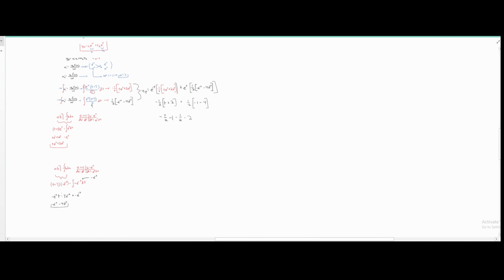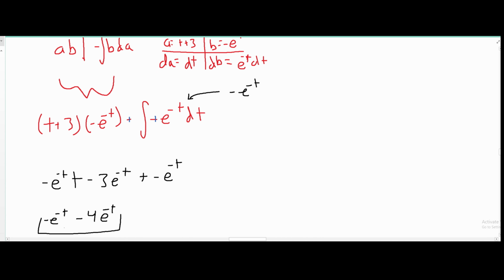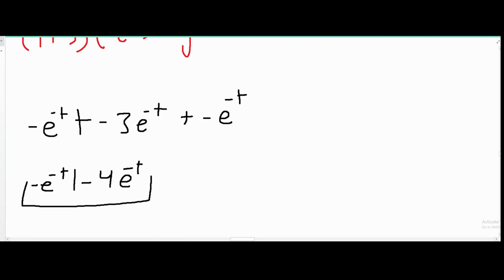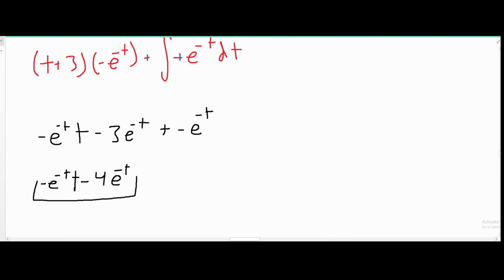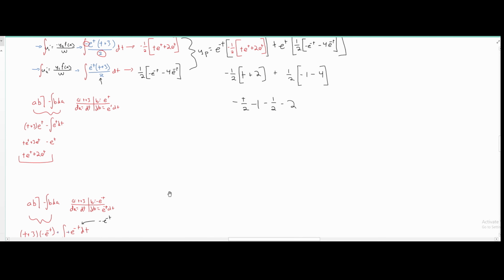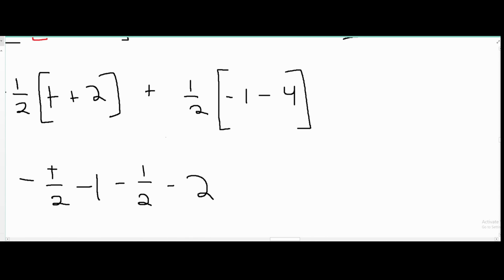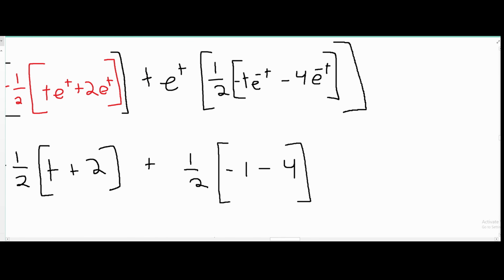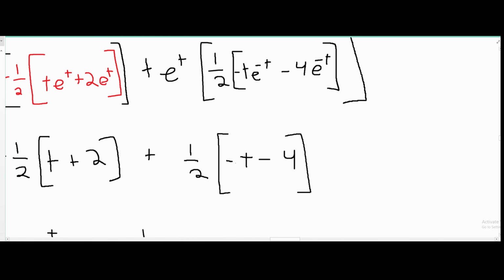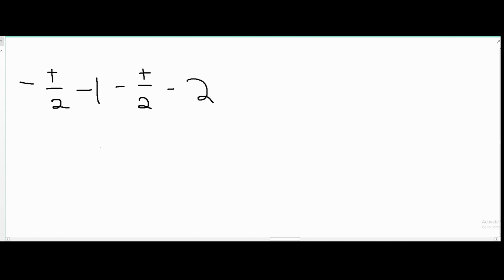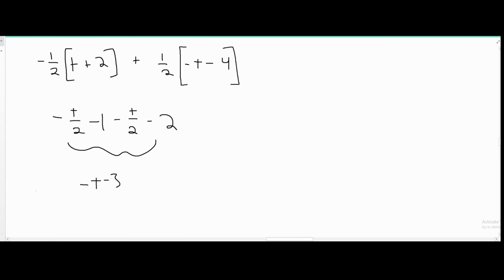We did forget that this e to the negative t has a t in front of it. So we make sure to include that. So this should be negative t times e raised to the negative t. That means we're going to be left with a t in here. So we're going to have a t right here. And that means when we combine all of this, we are going to have a negative t minus 3. So this is going to be our y particular.